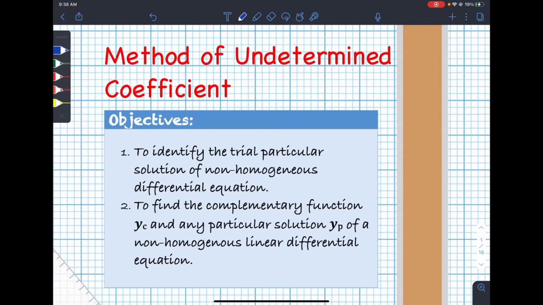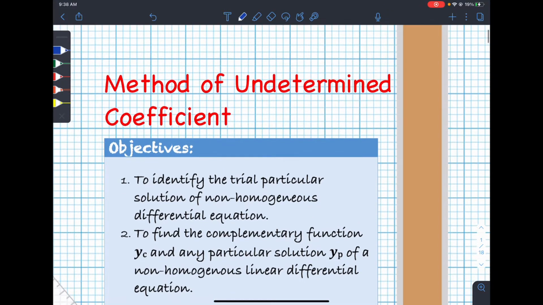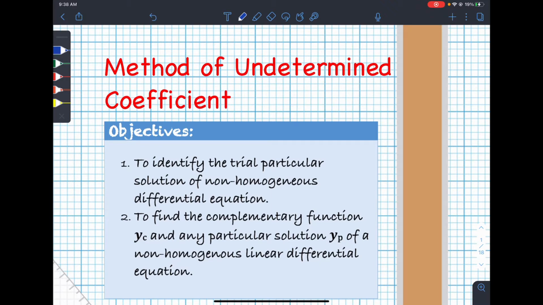Hello. We are now on the second topic for the final period, which is the method of undetermined coefficients. This is a solution of a non-homogeneous differential equation.